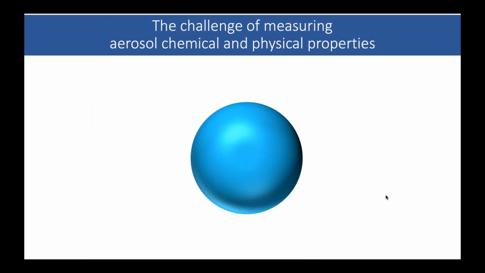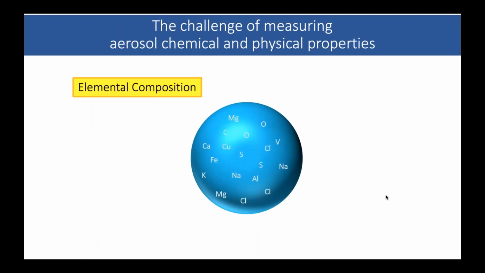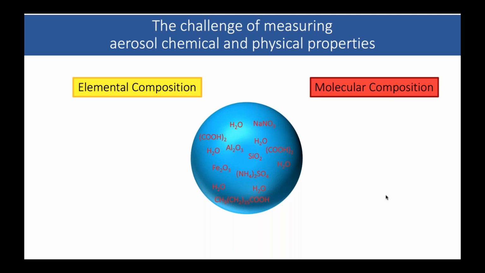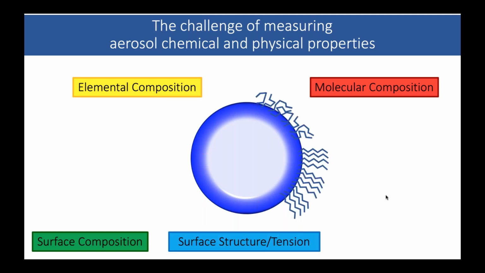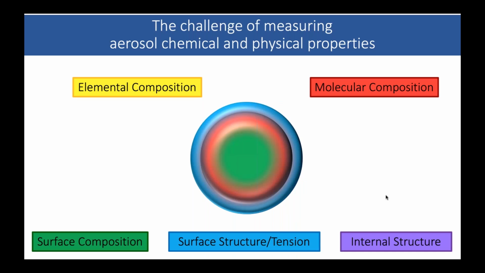And so when we go on to measure aerosol mixing state, it becomes really challenging because particles are really complex, and we can measure a lot of different things. We can measure what elements are present in each particle. We can measure what molecular composition we have, what molecules are there. We can measure what's on the surface versus what's in the bulk of the particle, both from an elemental or a more molecular perspective. And we can look at things such as surface structure or surface tension to try to understand how things will go between gases and particles, as well as things such as an internal structure or inclusions.